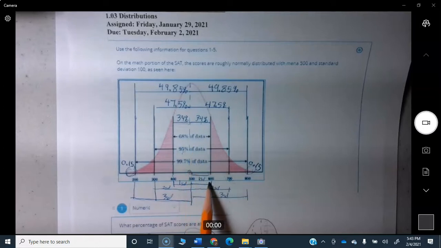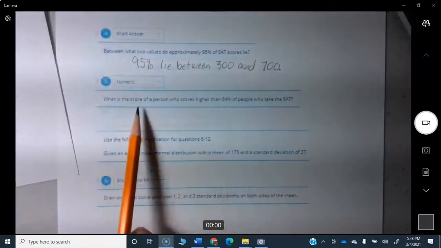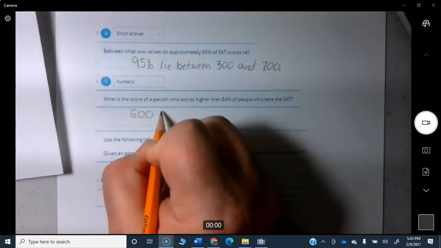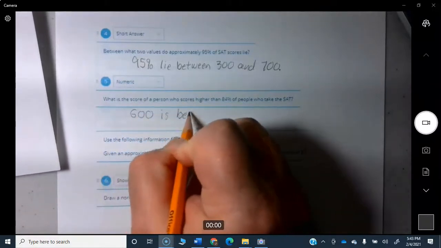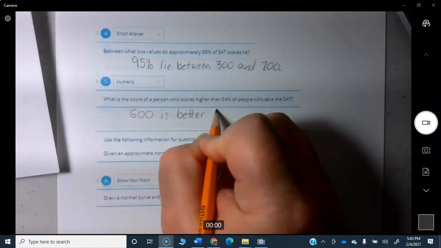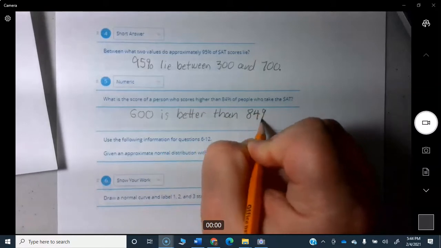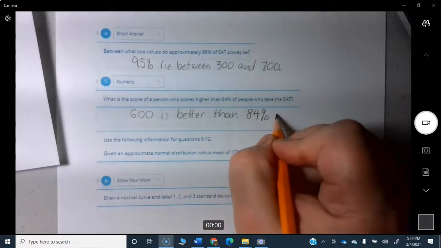So that would mean, what was the question? The question is what score? That would be 600. 600 is better than 84% of the scores.